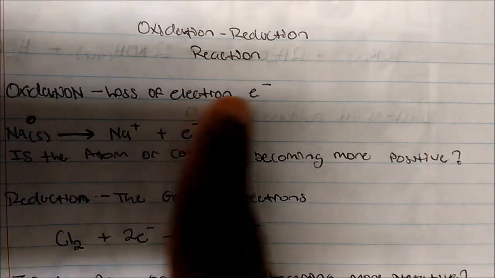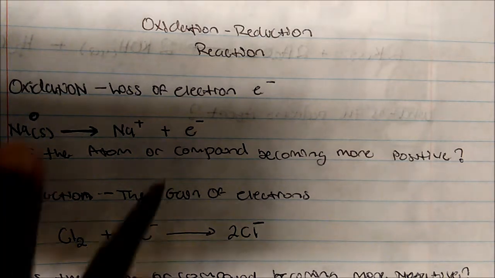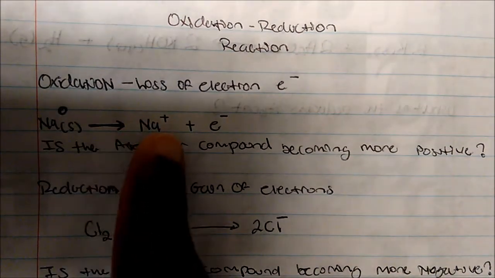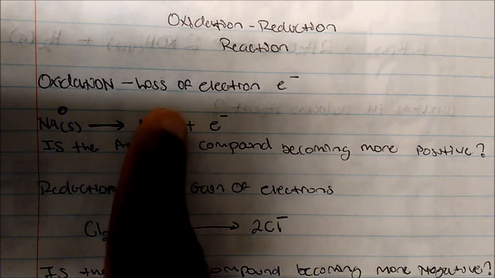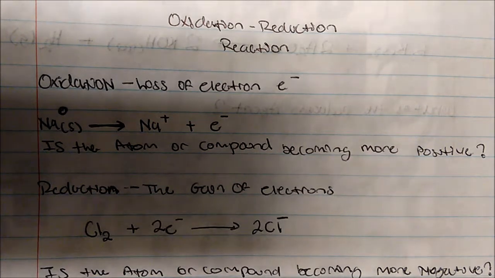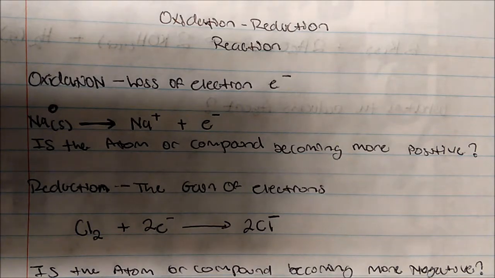oxidation as a loss of electrons, okay? Now, there's something here to remember, very important. Any element in its natural state, solid, liquid, or gas, has a charge or oxidation state of zero. So that's very important. If we take sodium metal, its oxidation state is zero. We're going to get Na+ and an electron. So a question to ask yourself whenever something is being oxidized is: is the atom or compound becoming more positive?